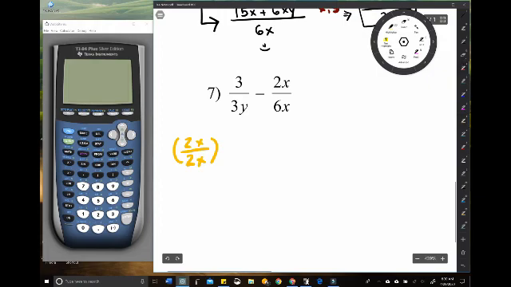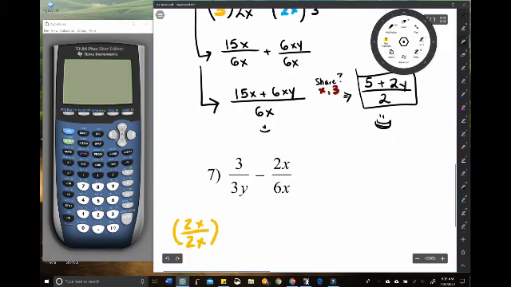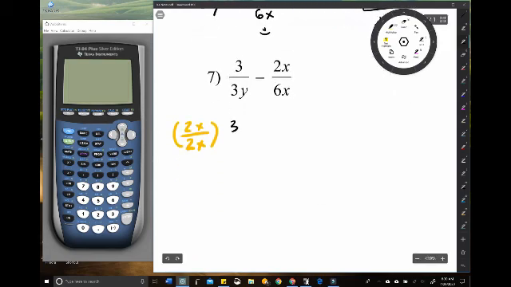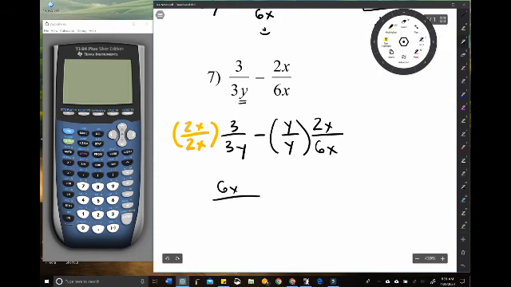And the second one, and I'll write this down here. The second one, in order to make a 6, we can multiply it. We don't have to multiply it by anything, actually. It does need a y, however, so I can multiply by y over y, and then 2x over 6x. And notice what that gives us is 6x all over 6xy minus 2xy all over 6xy. So long as these denominators are the same, you're okay.